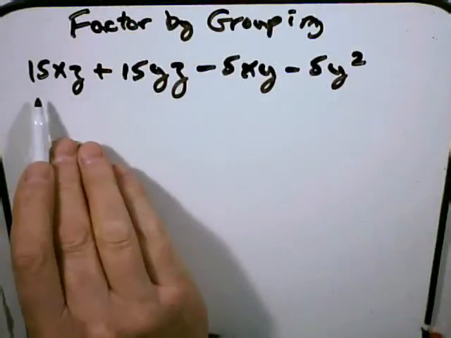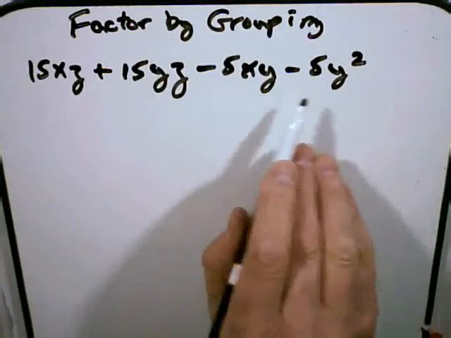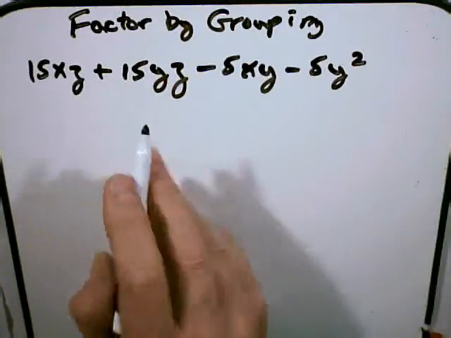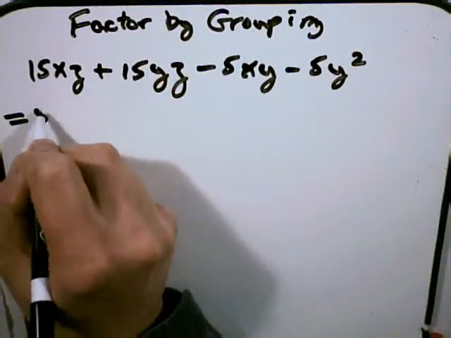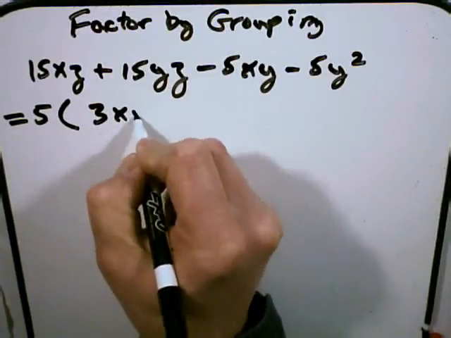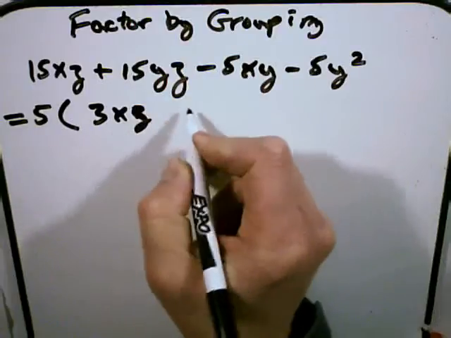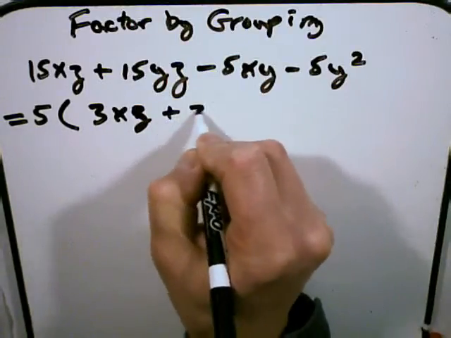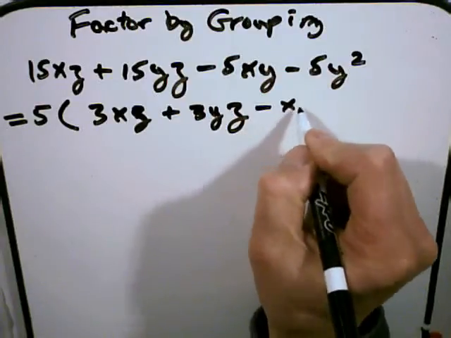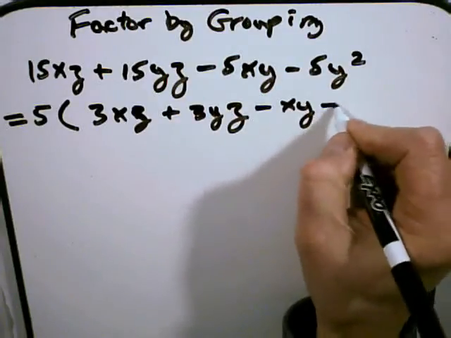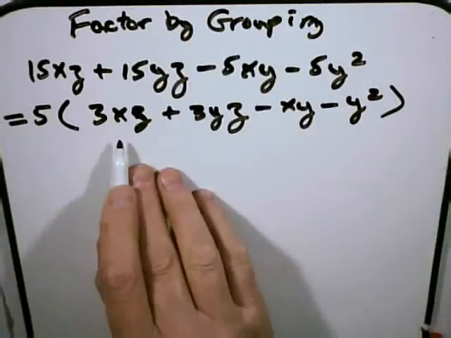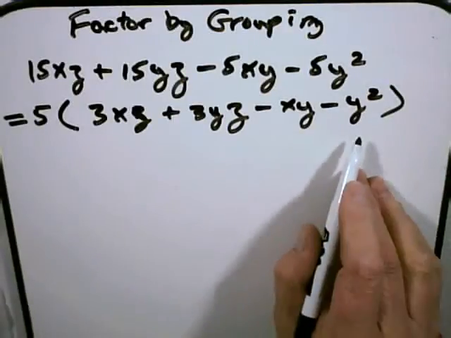Well, the first thing I'm going to notice is that I have my four terms, and there is something common to the four terms, isn't there? It's the number 5. So the first thing I'm going to do is factor out a 5 and see what I'm left with. The first term becomes 3xz plus 3yz minus xy minus y squared.